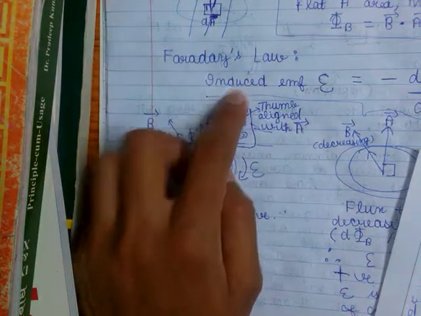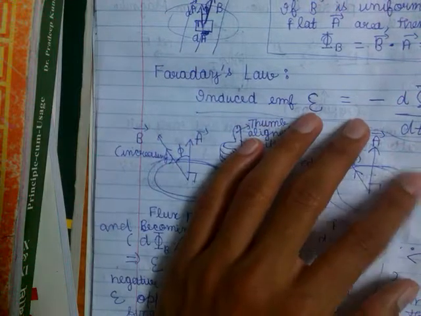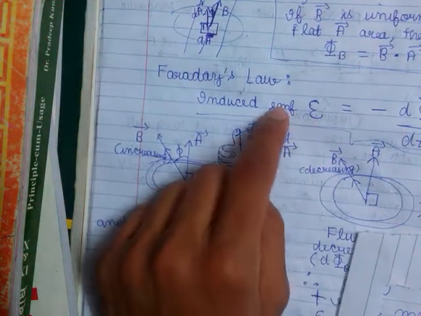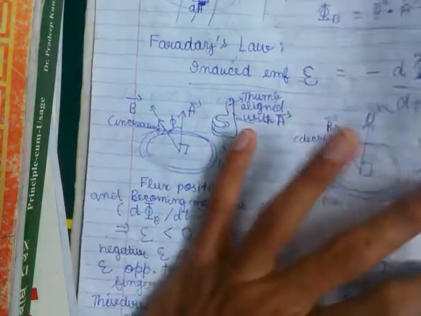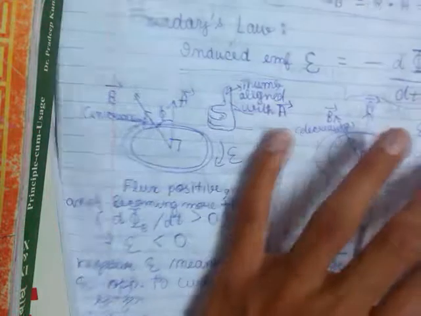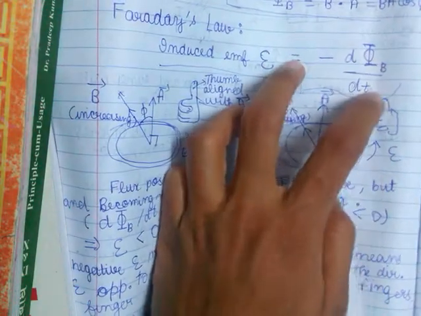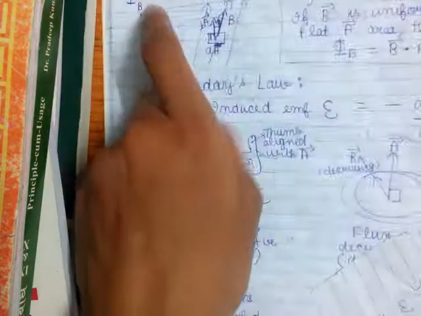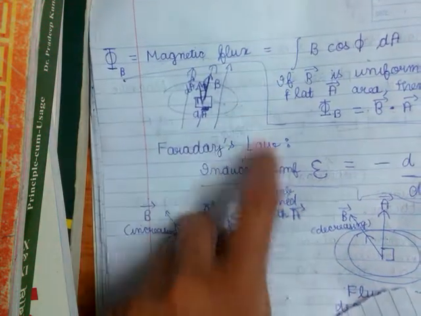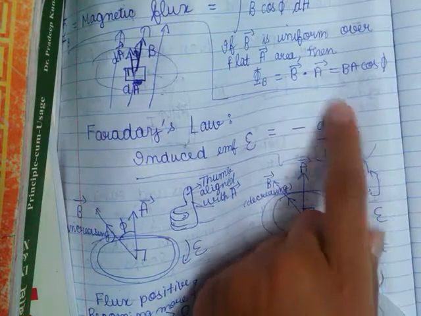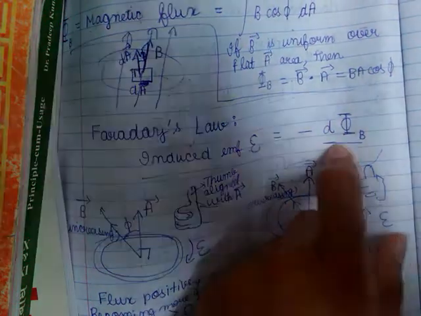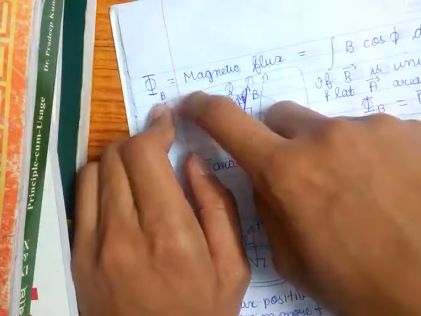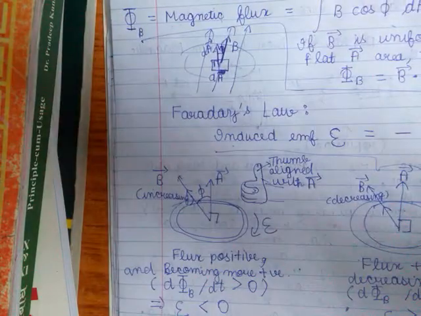What it says is that the induced EMF, which is denoted by the symbol, I will tell shortly what EMF is, is equal to negative d phi B by dt. Phi B is nothing but magnetic flux. You will also see what that is shortly. And for phi B, or magnetic flux, let us go back to our discussion of electric flux.